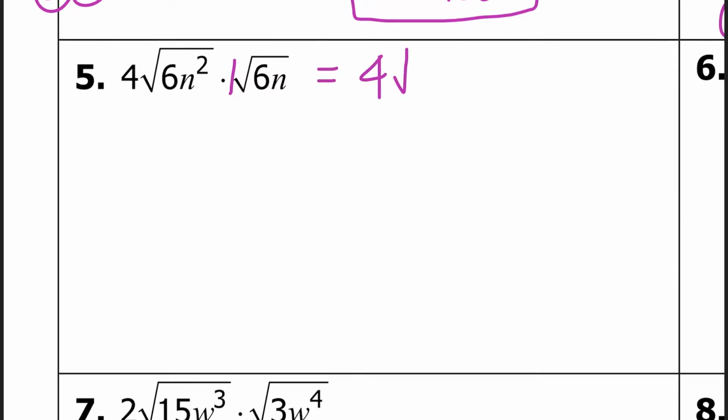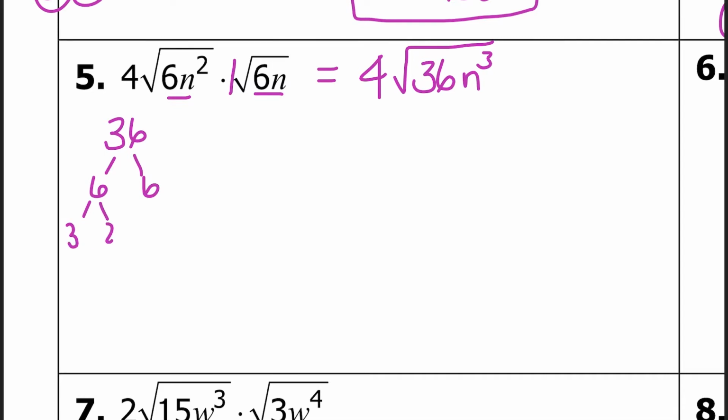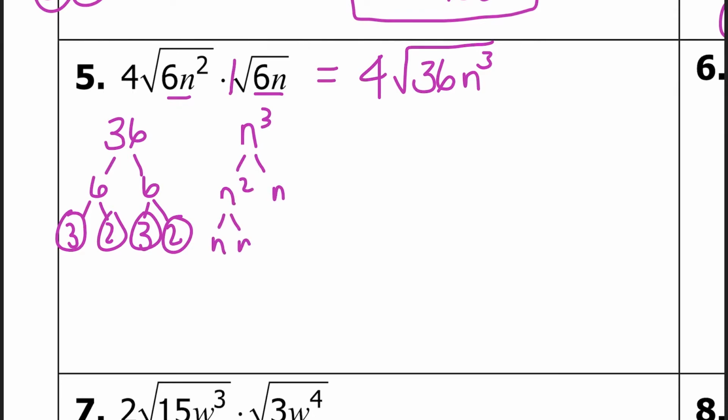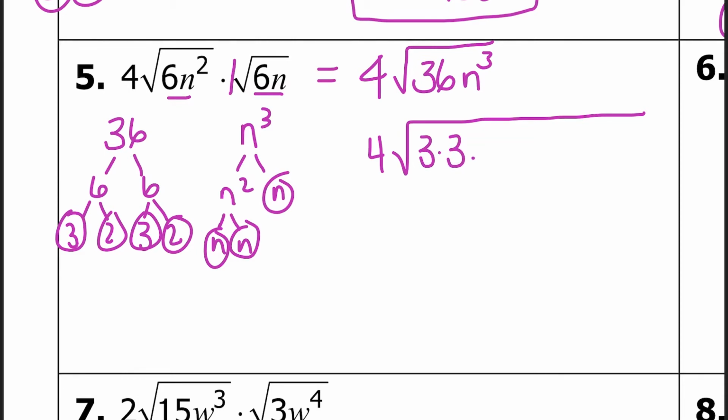And then we're going to multiply 6n squared times 6n. Well, 6 times 6 is 36, and n squared times n is n to the 3rd. Now, here's where it gets fun breaking it down. I'm going to break down the 36 into 6 times 6, 3, 2, 3, 2. And I'm going to break down the n to the 3rd power, which is really n times n times n. So this is root 3 times 3 times 2 times 2 times n times n times n.